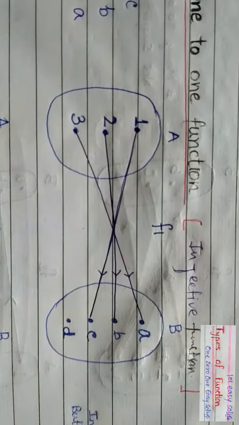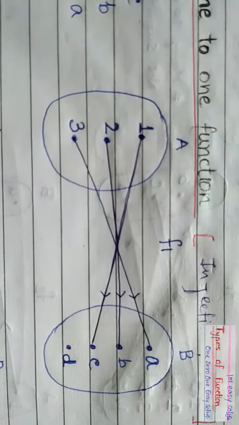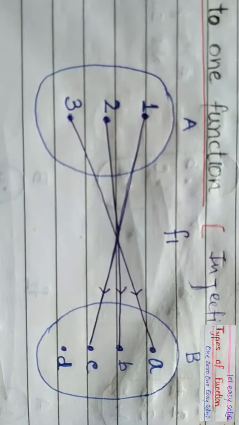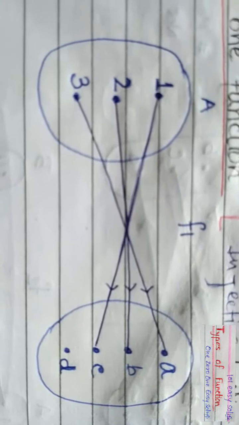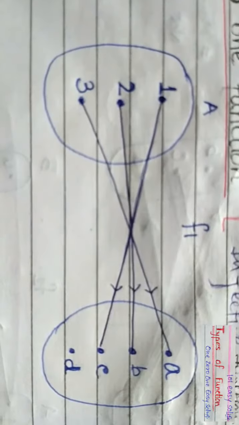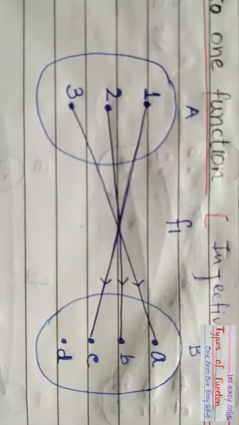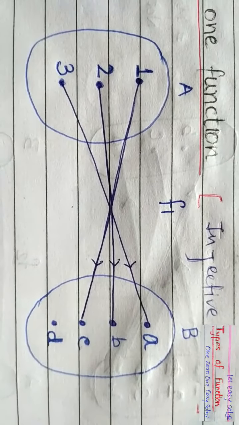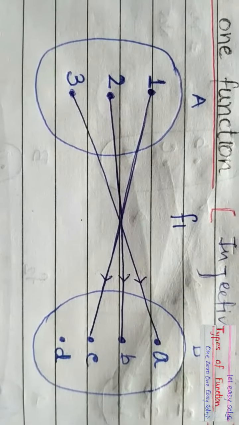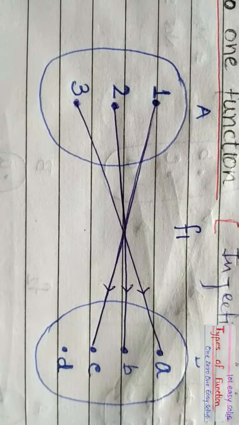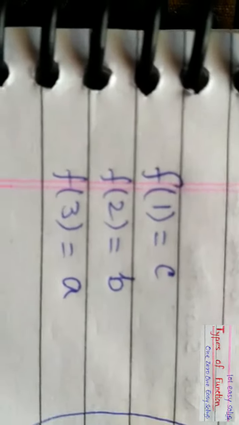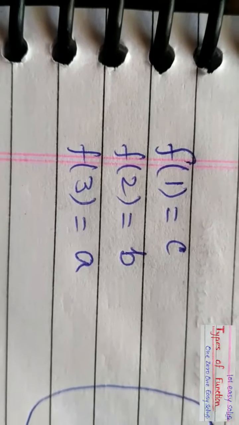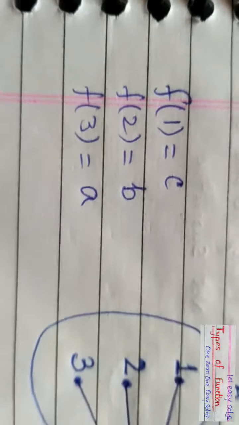Here you see the F1 is indicating the function between set A to B. Okay, the members of set A are 1, 2, 3, and the members of set B are A, B, C, D. So this function A to B is the one-to-one or injective function. Why? Because if you check the image of 1, that is f of 1, that is equal to C only, and image of 2 is equal to B, and image of 3 is equal to A.